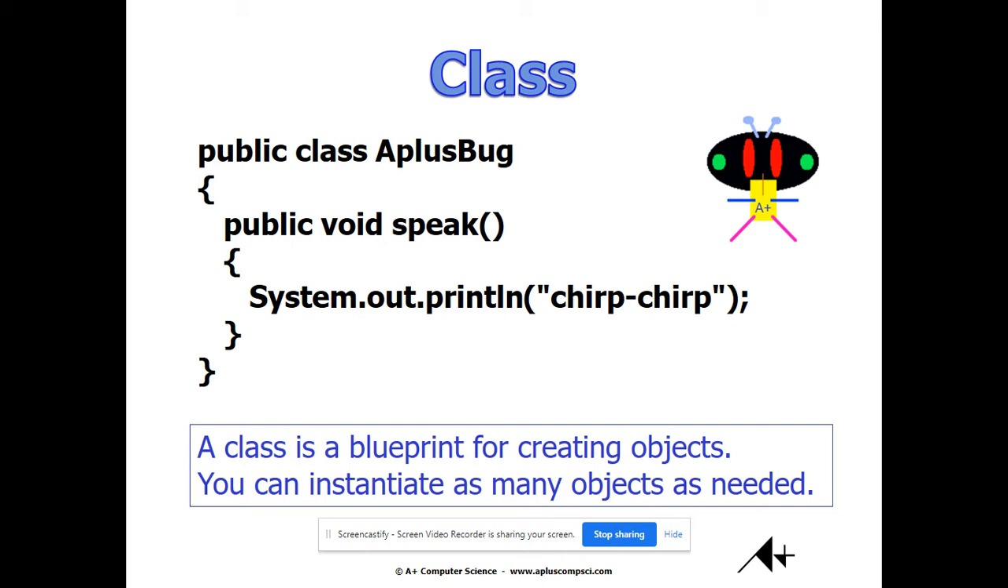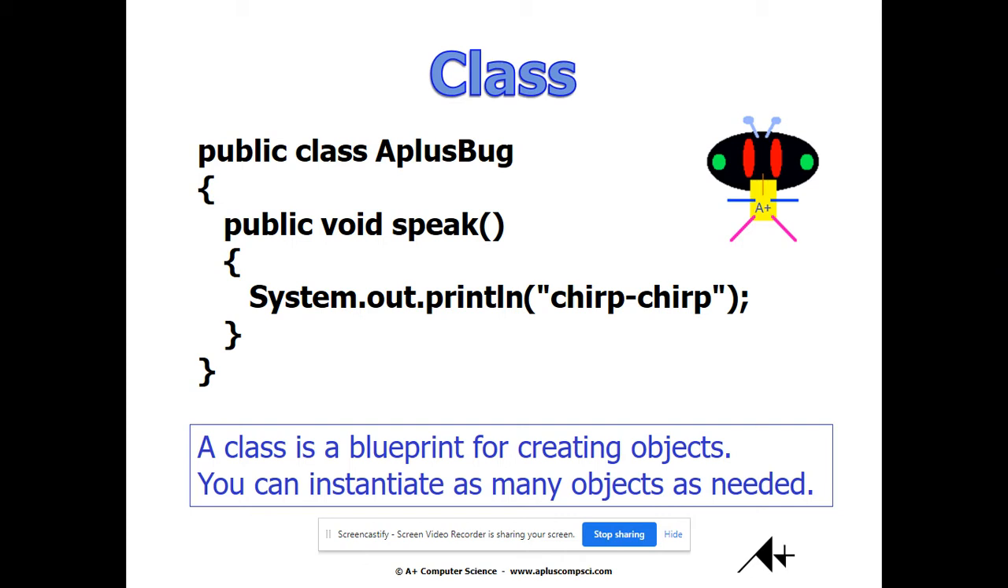A class is a blueprint for creating objects. Vocabulary here. You can, and here's another new vocabulary word, instantiate as many objects as needed. The word instantiate just means create. What we have here is a class. What is this class? It's a bug.